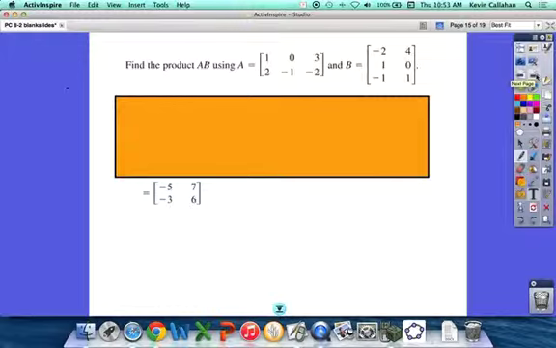Okay. So multiply those two together. I was going to say do it by hand. Try to do it by hand first. See what you get.